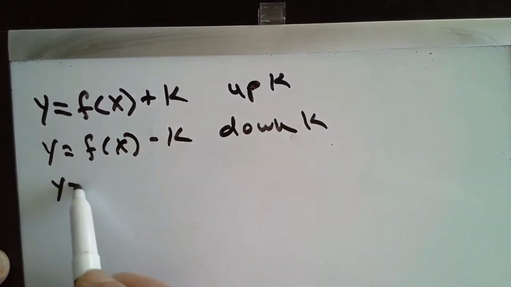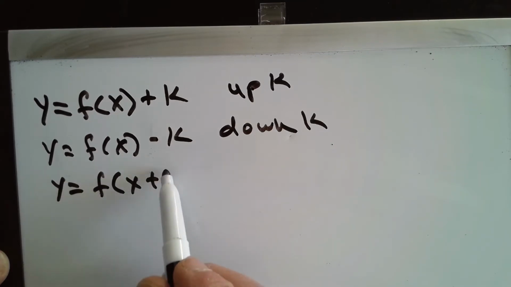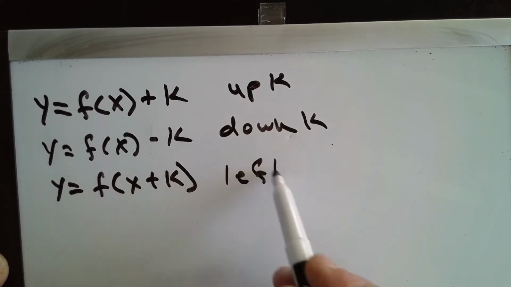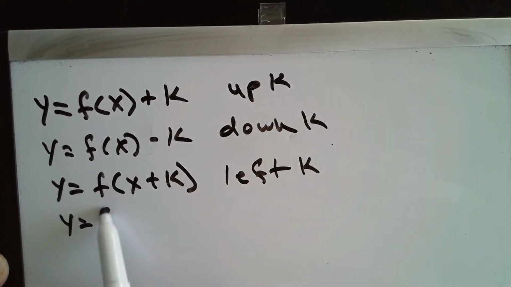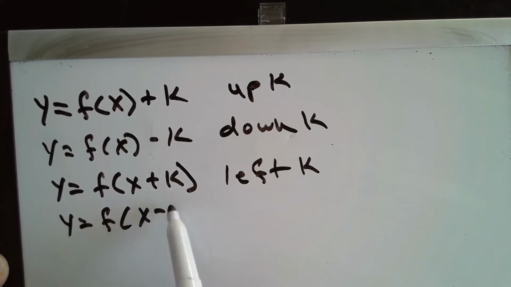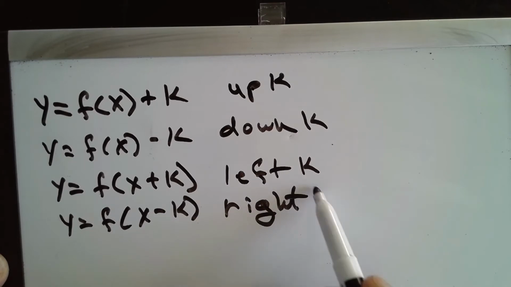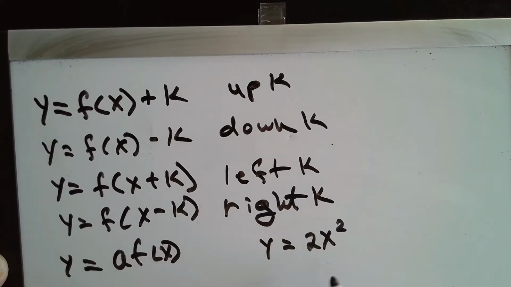k units. Now if k is inside the parentheses like this, yeah, left, it's going to shift left k units. Very good. And so it's the opposite inside the parentheses, right? So if it's x minus k, it's going to shift right k units.